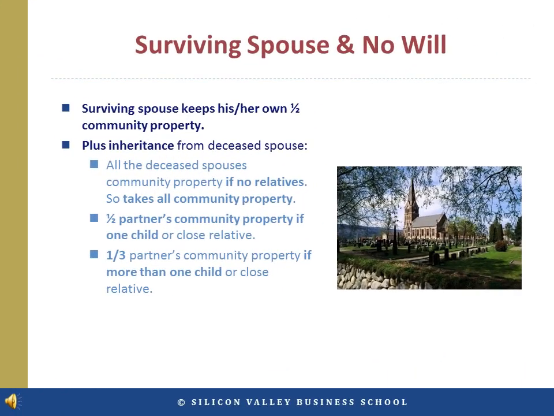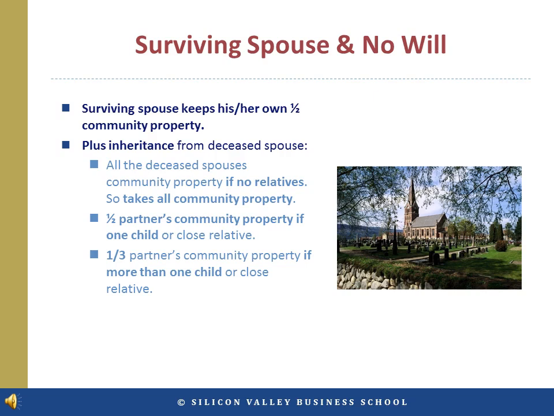Upon the death of one spouse, the surviving spouse keeps his or her own half of the community property. How the half of community property held by the deceased spouse is divided depends on whether he or she left a will. In the absence of a will, the California Probate Code prescribes how the community property of the deceased spouse is divided among his or her family.